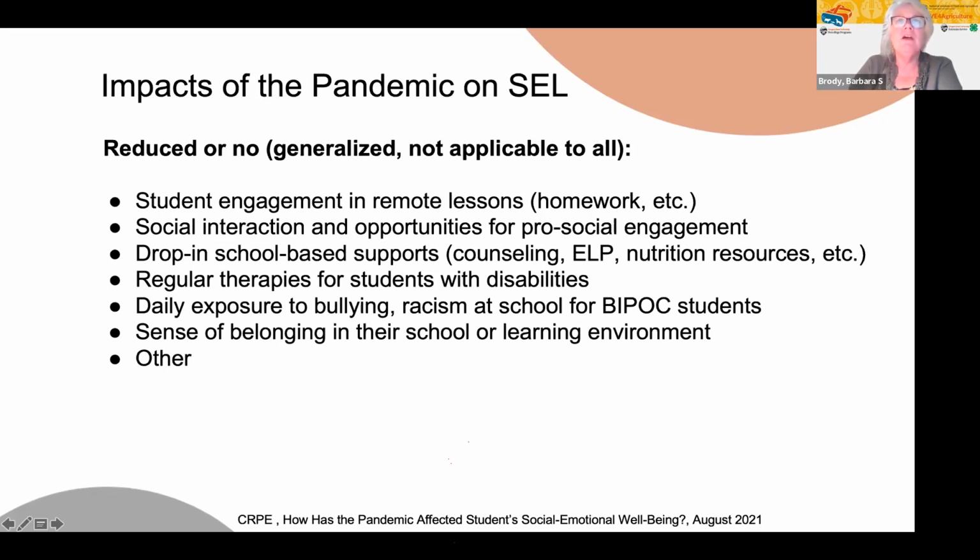The drop-in school-based supports and the ongoing supports that happen at a school were reduced and continue to be reduced. The regular therapies for students with disabilities really faced a lot. And then that daily exposure to bullying, we did identify in this group that it's now become through social media. And then that sense of belonging in their school or learning environment or community environment. Next slide, Susan. So those are some of the impacts.